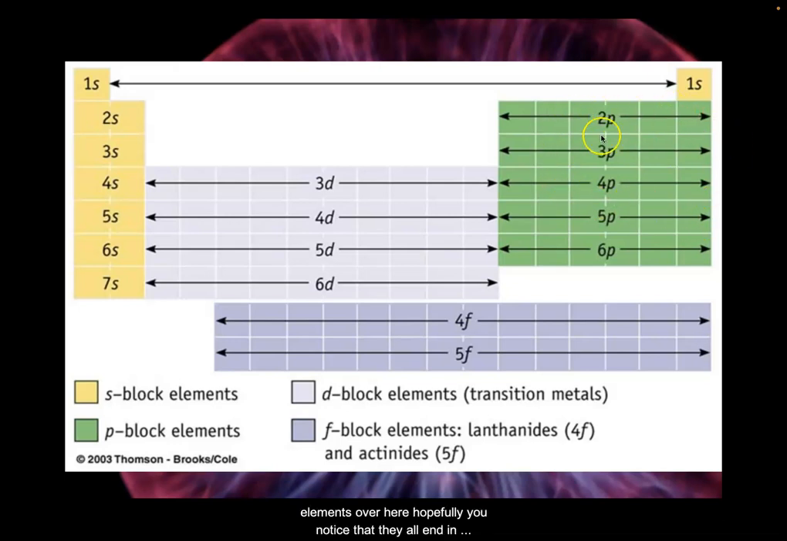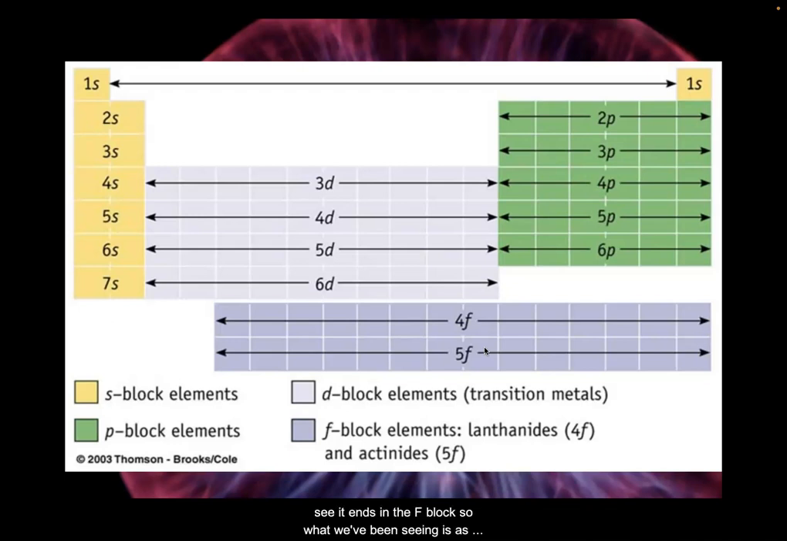And then when you did all of these elements over here, hopefully you noticed that they all end in P. When you write their electron configuration, they might end in P1, P2, P3, P4, P5, or P6, but they all end in P. So we call this block of the periodic table the P block. These elements in the middle we call the D block, because when you write their electron configuration, they all end in D. And then these ones at the bottom, you're going to know later, are called the lanthanides and the actinides, and they're going to be your F block. So when you write your electron configuration for them, you'll see it ends in F.